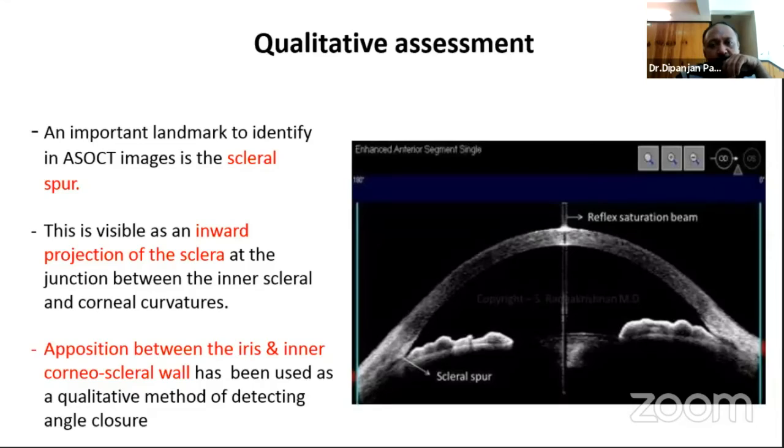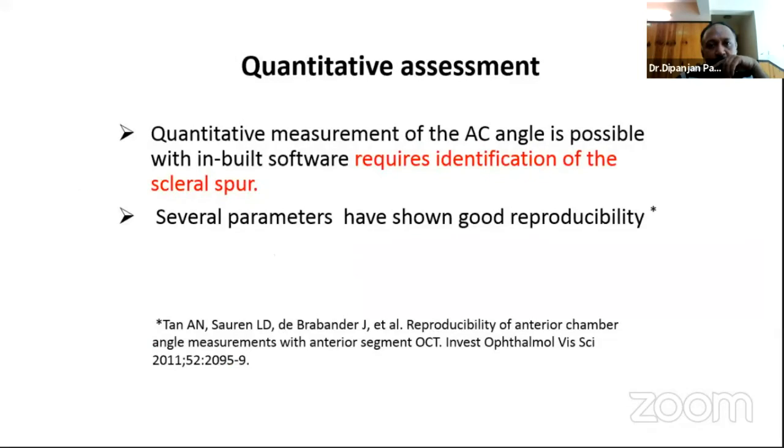The qualitative assessment has been covered beautifully by Dr. Medha, but we should understand that the important landmark to identify in ASOCT images is the scleral spur, which is visible as an inward projection of the sclera, and apposition between the iris and the inner corneoscleral wall has been used as a qualitative method of detecting angle closure.